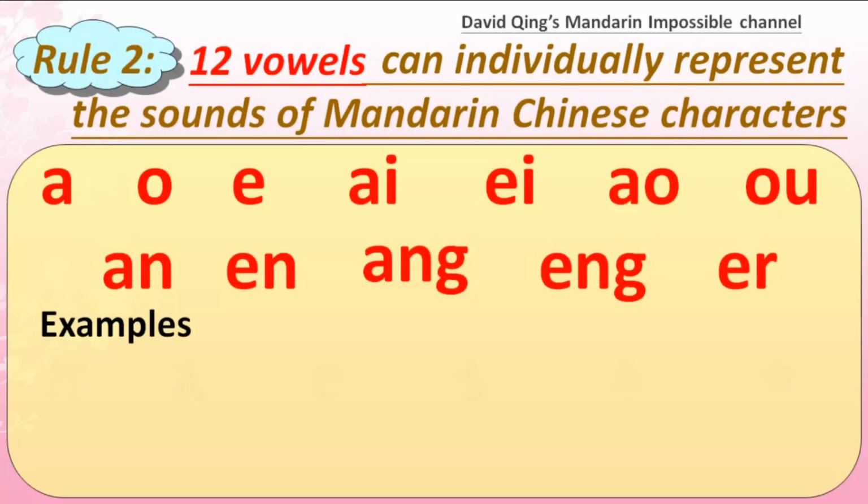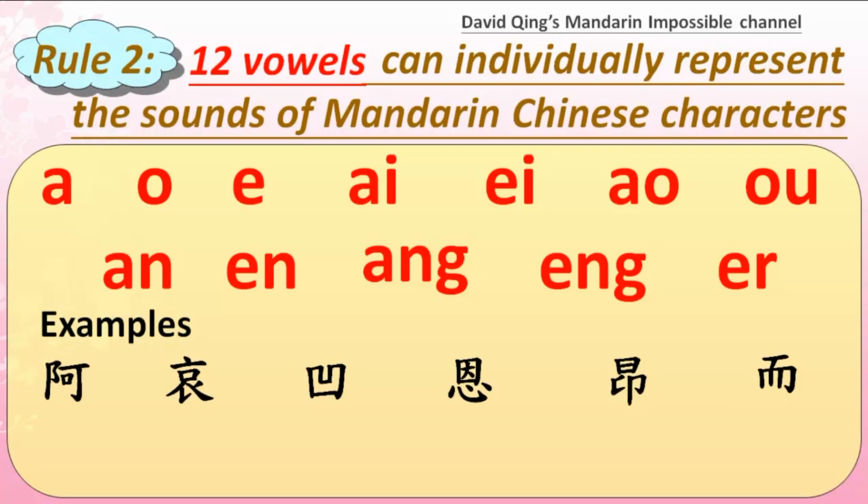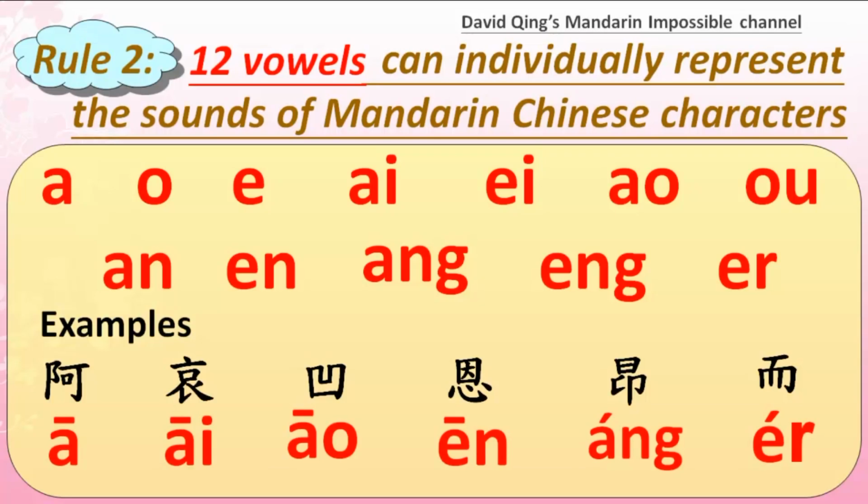Here are some examples of the characters' pronunciation represented by vowels only. They are a, ai, ao, ang.